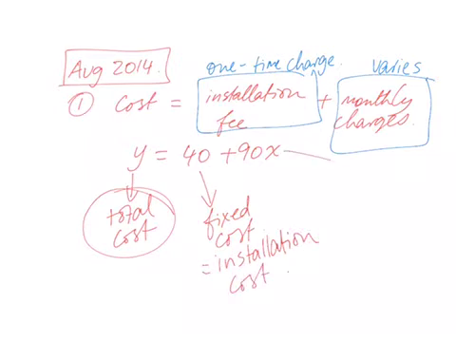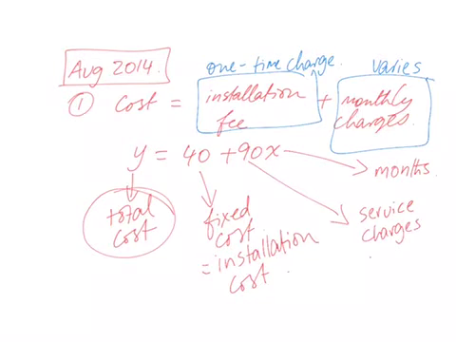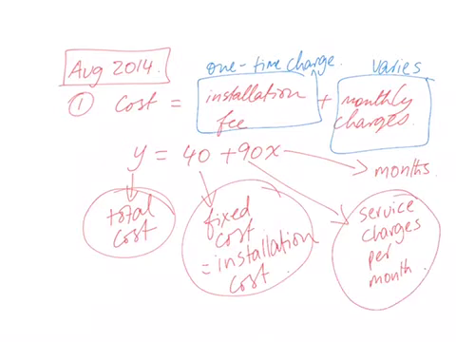And X represents the number of months, right? And 90 will be the service charges per month. So look for these things. Total cost as Y, installation cost as 40, 90 as service charges, and X as months. So anything that displays this choice or this option. X is months, Y is total cost, 40 is the installation fee, and 90 is the service charges per month. So that would be answer choice 2.